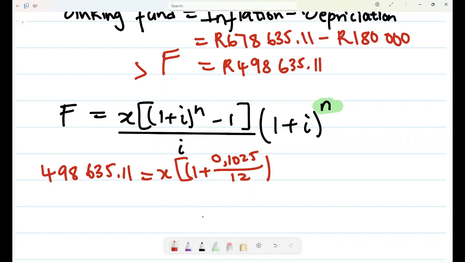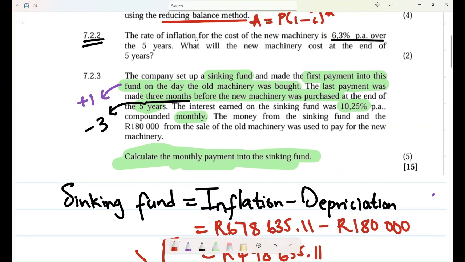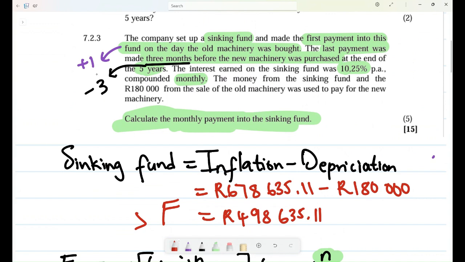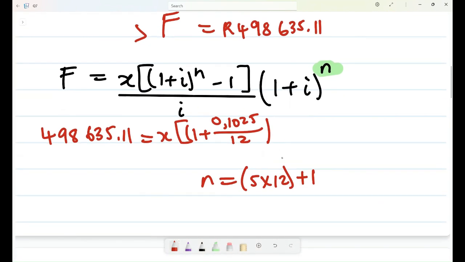How do we calculate n? n is equal to 5 times 12. The normal number of payments was supposed to be this, right? 5 times 12. But now they did an immediate payment. Remember, you have to add 1 for the immediate payment and then minus 3 because they finished earlier, right? When you punch this on your calculator, it should give you something like 58. So this is your number of payments, which you substitute here: 58.